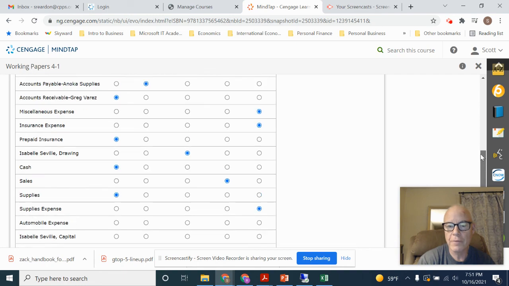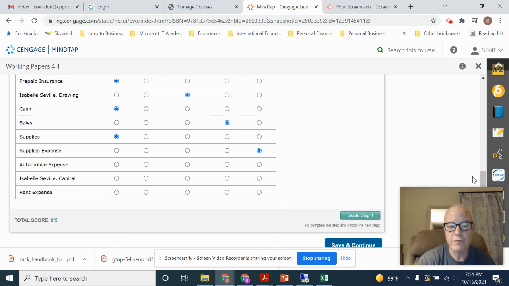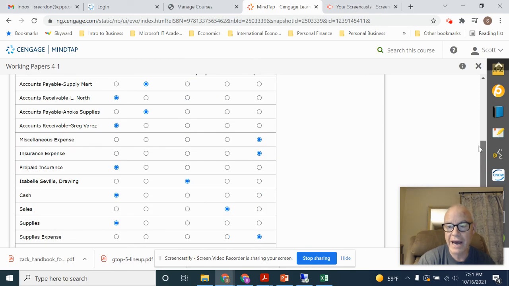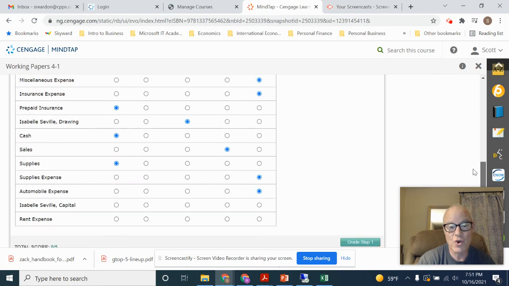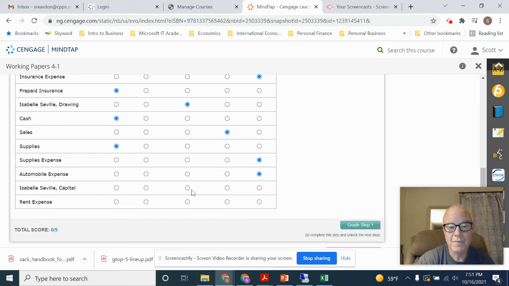Again, if I scroll up, I'll see that I've got expenses over there on my income statement. Automobile expense on my income statement. Isabel Seville Capital, that's going to be in your owner's equity area, right? And rent expense, of course, is over in there.